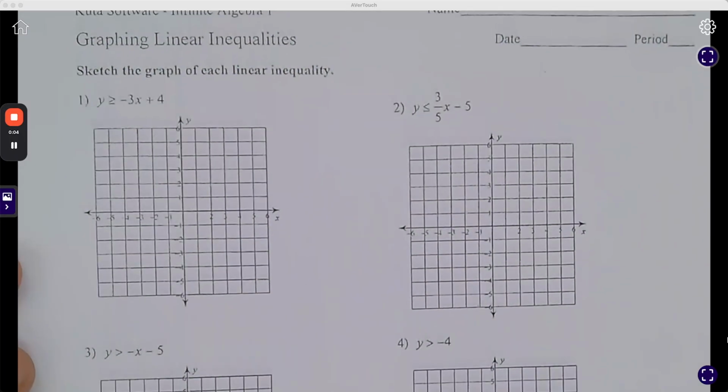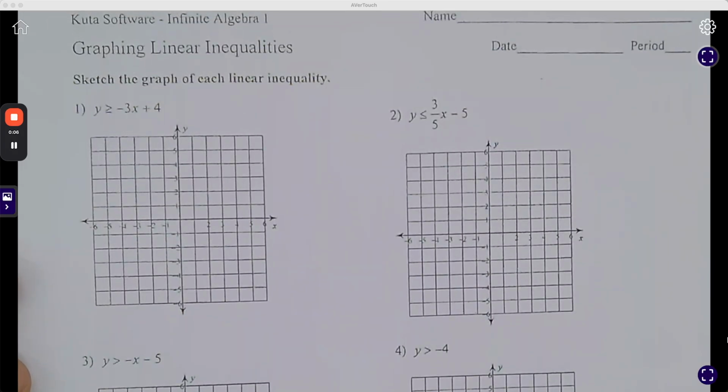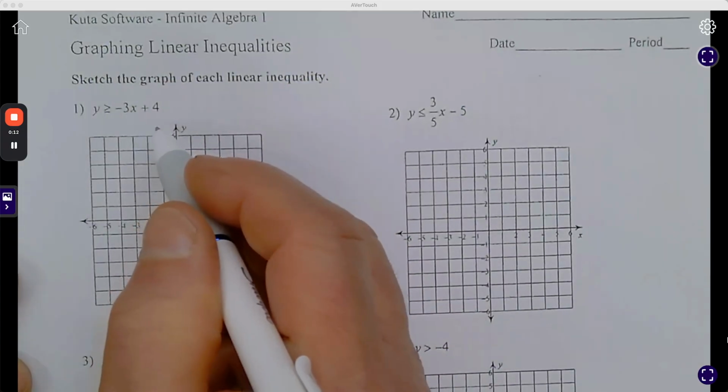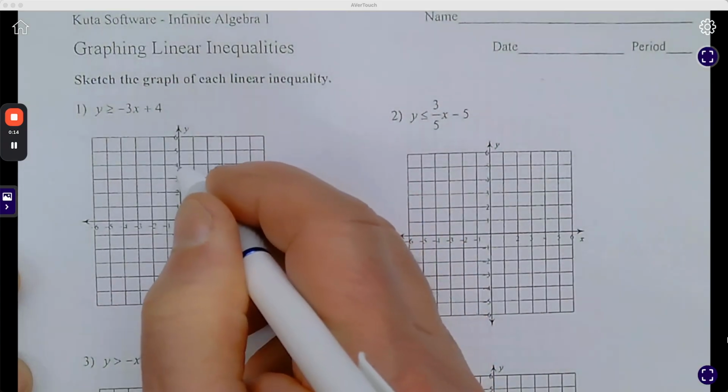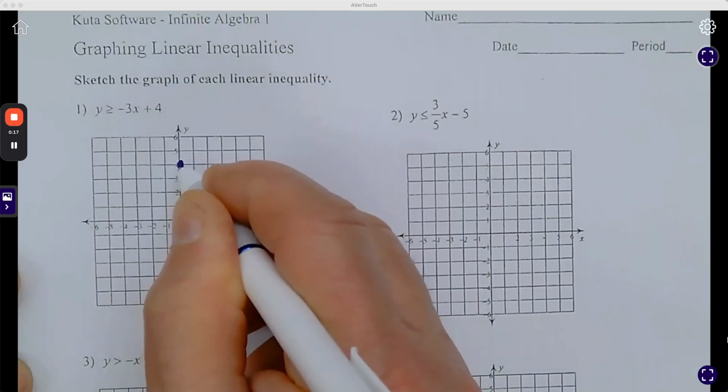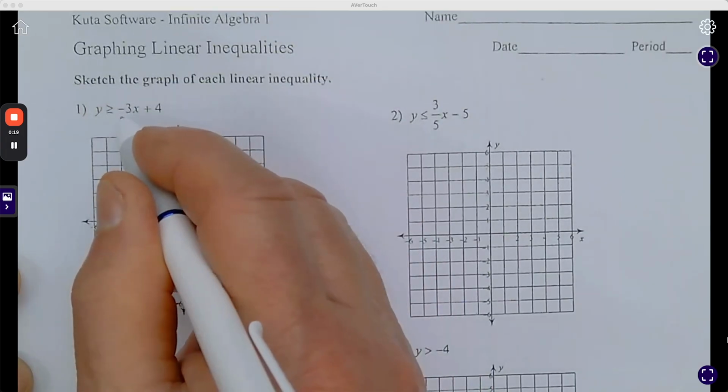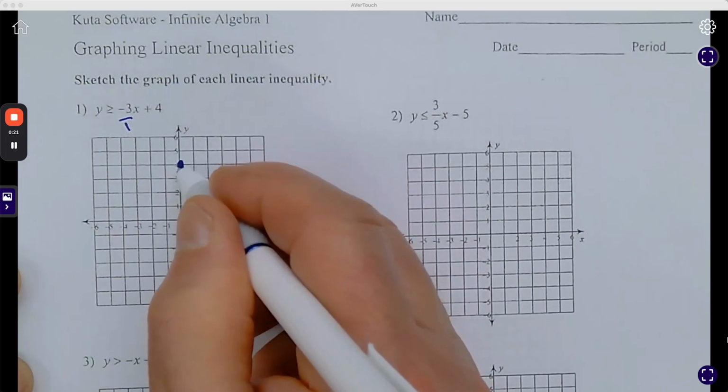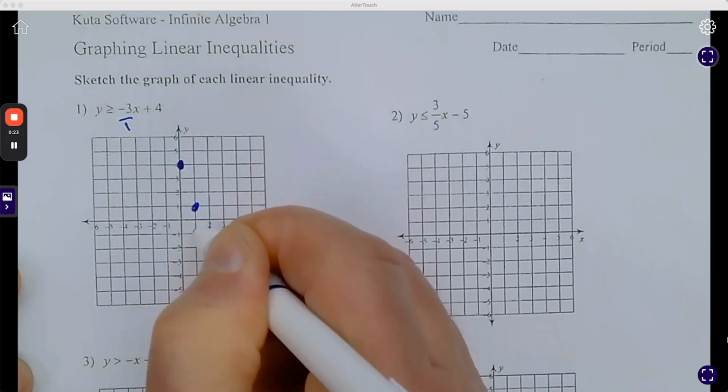Graphing linear inequalities. Let's sketch the graph of each linear inequality. Notice this is y equals mx plus b. So you have a y-intercept of 4. And then notice your slope is negative 3. So down 3 over 1.